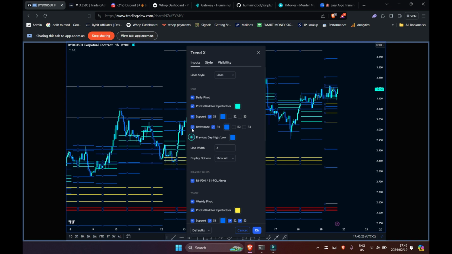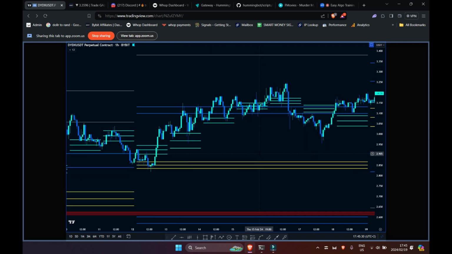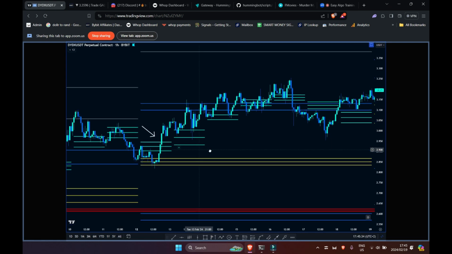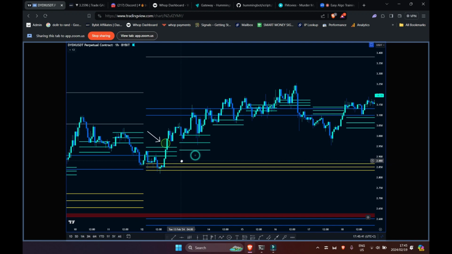Okay, I'm just going to turn off these. So you can see this would have been our first entry if we entered off the daily pivot. We would have entered when price broke out of this pivot. It's a little bit of a wide pivot, but it's still okay.